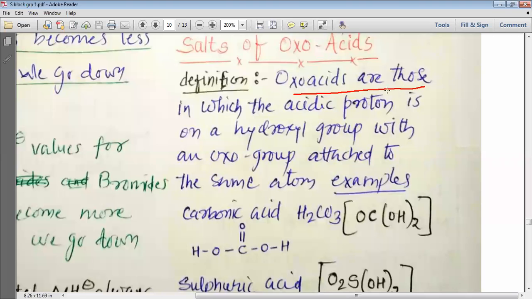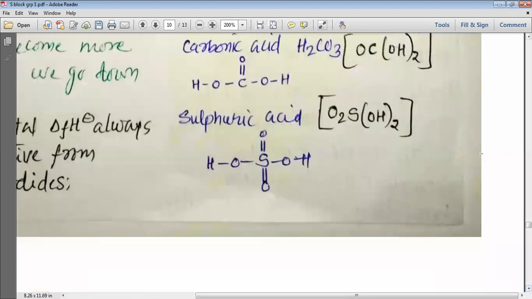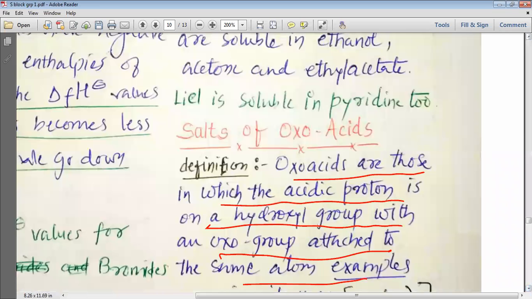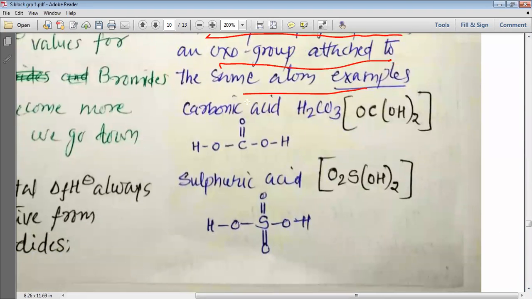Definition: oxoacids are those in which the acidic proton is on a hydroxyl group with an oxo group attached to the same atom. So in this type of acids, the proton which is responsible for the acidic character of the substance is not directly bonded to the central atom. So this is the central atom carbon in H2CO3. You can see that this hydrogen which gives the acidic character to the carbonic acid is not directly bonded to the carbon, but it is bonded to the carbon via oxygen.